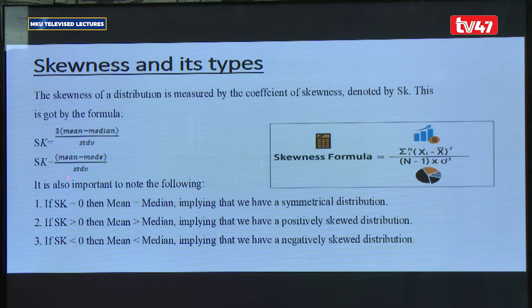If the skewness from this formula turns out to be more than 0, then it means the mean is larger than the median, and the median is larger than the mode, implying that we have a positively skewed distribution. And if the skewness is less than 0, then it means the mean is less than the median and is less than the mode, implying that we have a negatively skewed distribution.